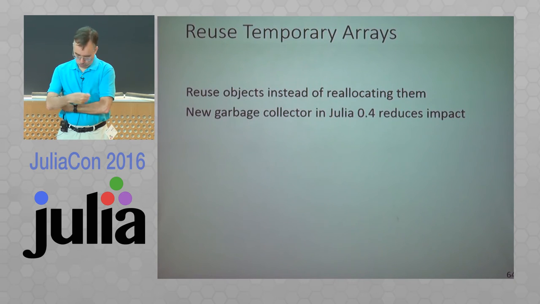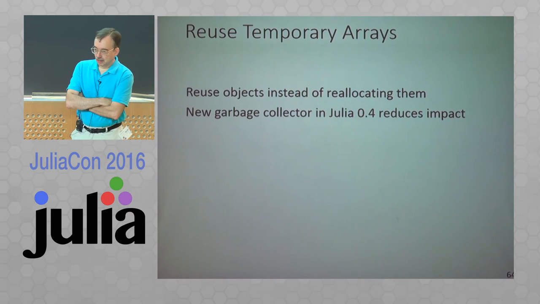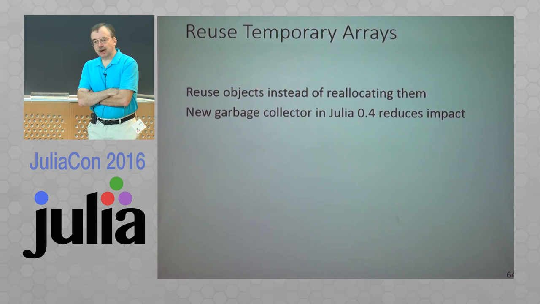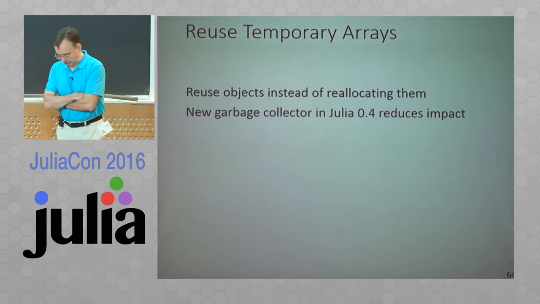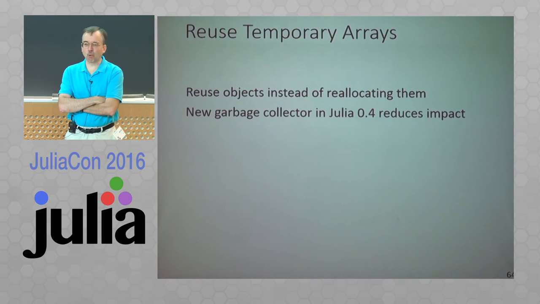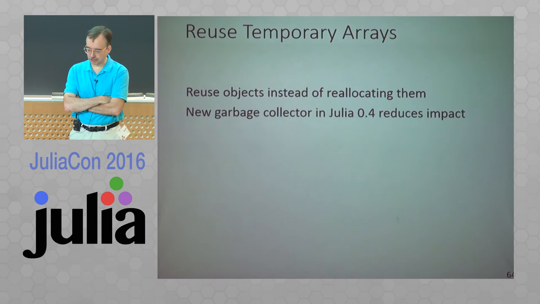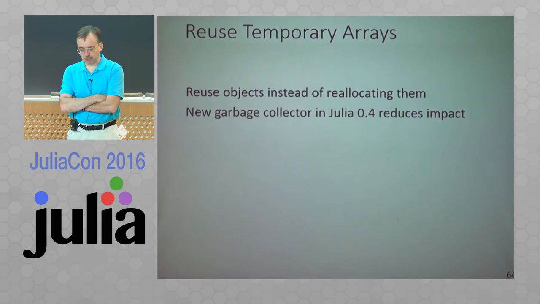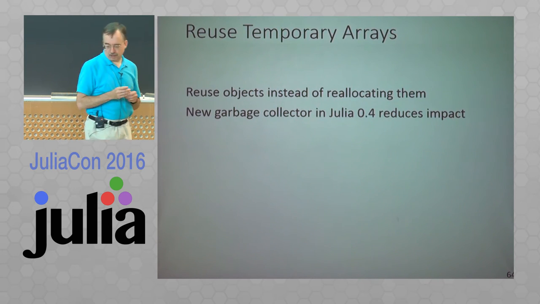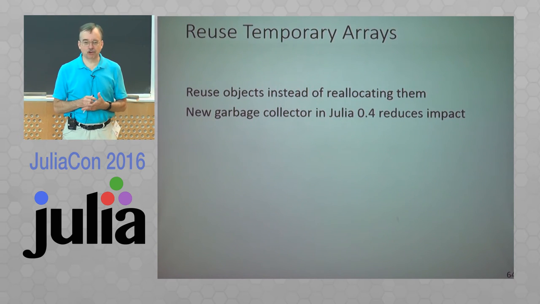Slide 64. Type stability is probably the biggest impact on performance and the easiest one to slip on. Running the functions I showed, particularly code_warntype, is useful for spotting type instabilities. But there are still some more gotchas, similar to other languages that have less elaborate type systems. One is that reusing objects instead of reallocating them can still speed up code. Now, the impact is much less than it was with Julia 0.3.